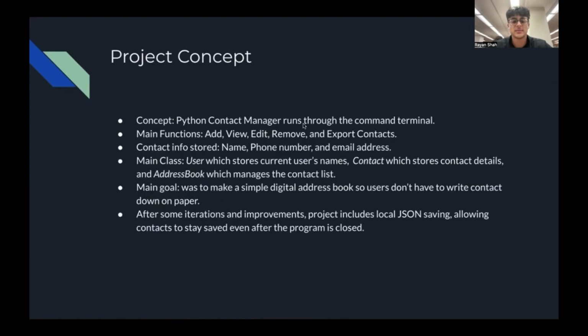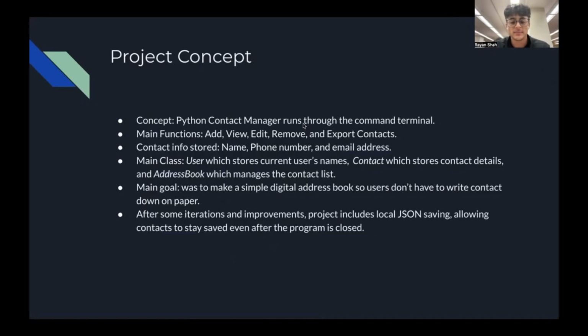So our project concept was to create a Python contact management program that runs through the command terminal. The main purpose of the program is to help users organize their personal contacts in a simple digital format instead of writing them down on paper or keeping track of them manually. The program lets users complete the basic tasks that you would expect from a contact manager. Users can add new contacts, view all saved contacts, edit existing contact information, remove contacts they no longer need, and export their contacts to a file. Each contact stores three main pieces of information: the person's name, number, and email address.